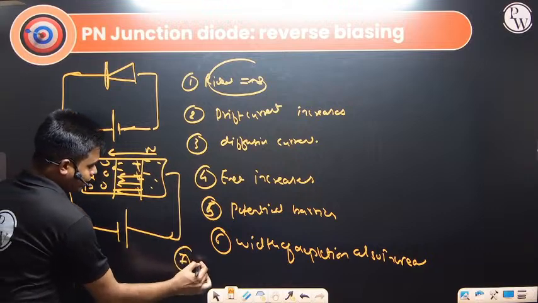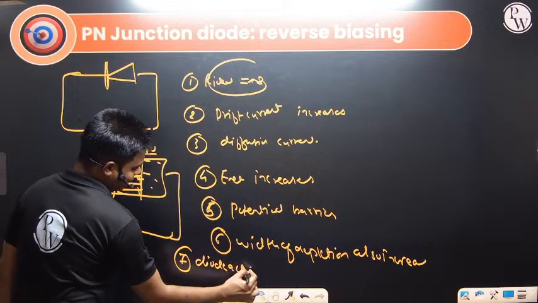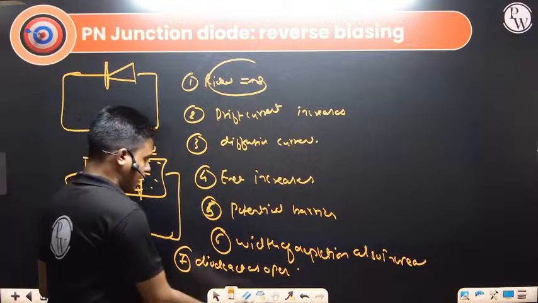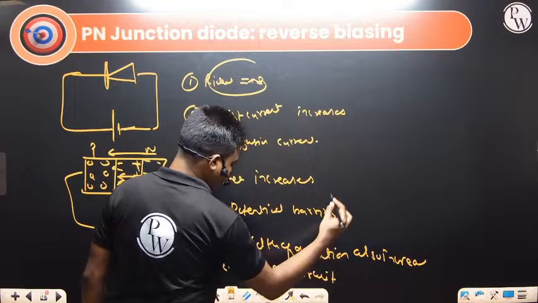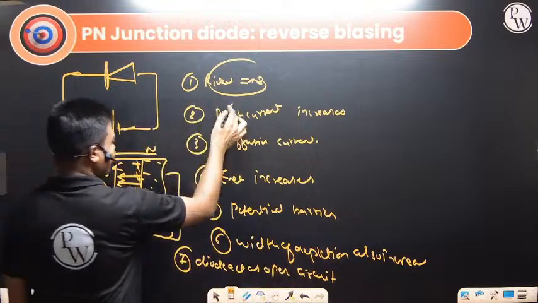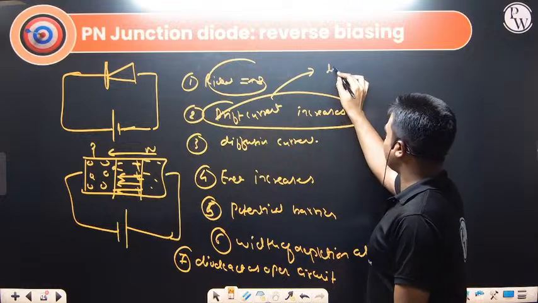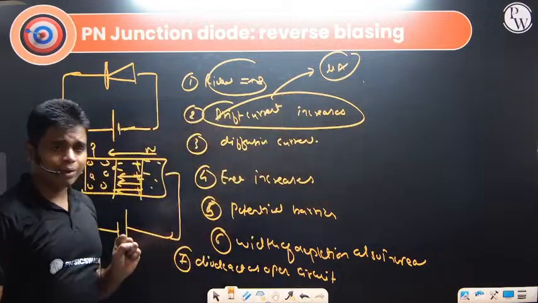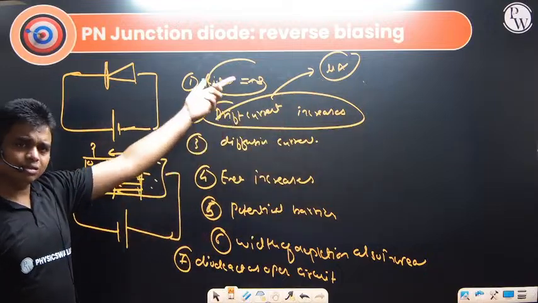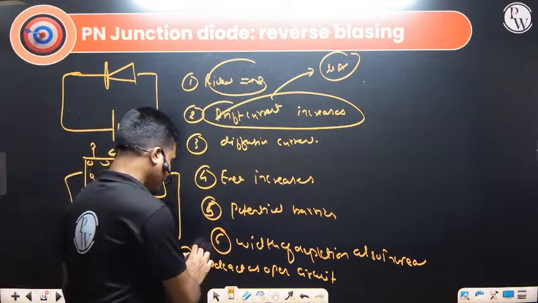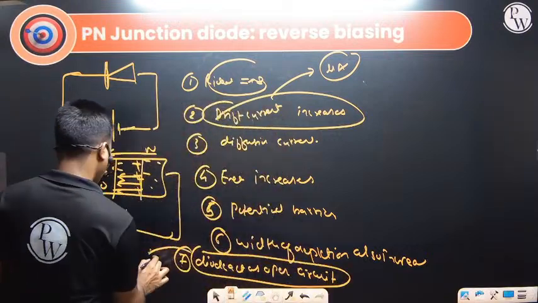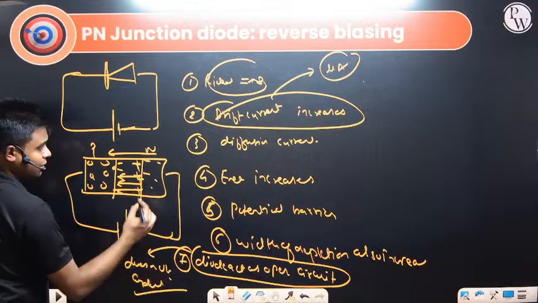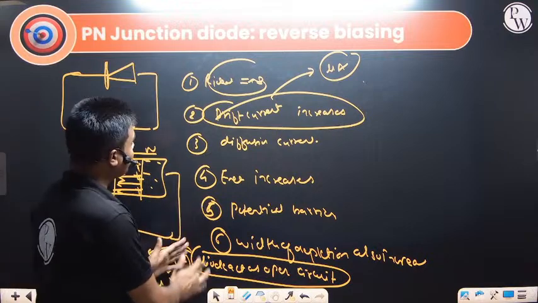So the last point: the diode acts as an open circuit. Like the switch is off, the switch is not closed, we can say the switch is open. So the diode acts as an open circuit. What current do we have? Drift current. This is of the order of microampere, which is almost negligible for the currents we have in daily life. So this drift current is very small. We can say that the diode is acting as an open circuit. It does not conduct current in this case. These are the points that we should keep in mind in reverse biasing.